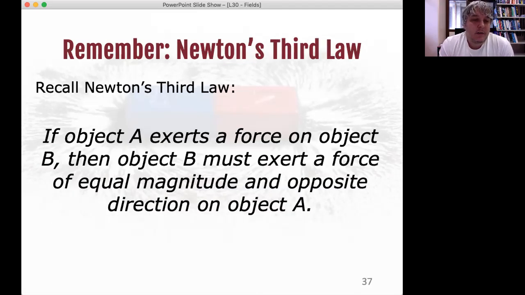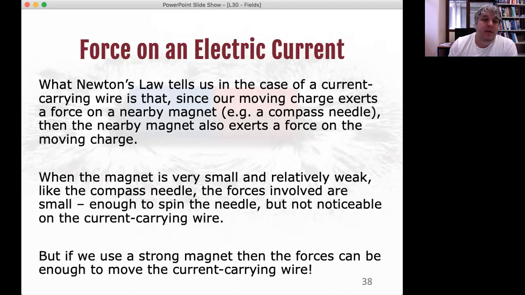Remember Newton's third law. If object A exerts a force on object B, then object B must exert a force of equal magnitude in the opposite direction on object A. That means that if we saw a current carrying wire apply a force to a magnet, because it changed the direction of the magnetic needle, the only way it can do that is if it's applying a force to that magnet. So the magnet must be exerting a force on the charged particles, on all those electrons that are causing the current.